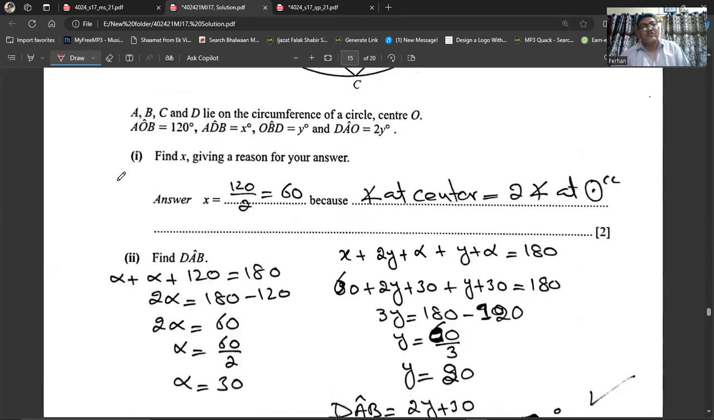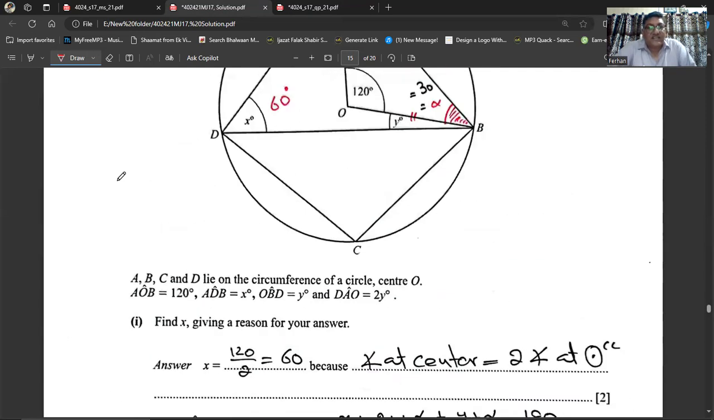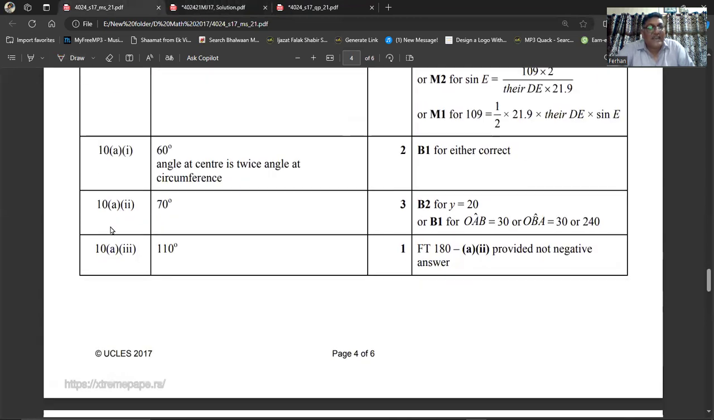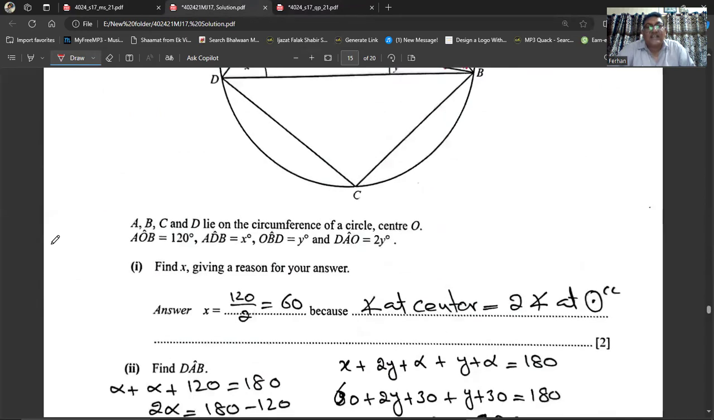So x will be equal to 60. The reason is that the angle at the center is 2 times the angle at the circumference. So this angle will be 60 degrees. Question number 10. So our answer is right.